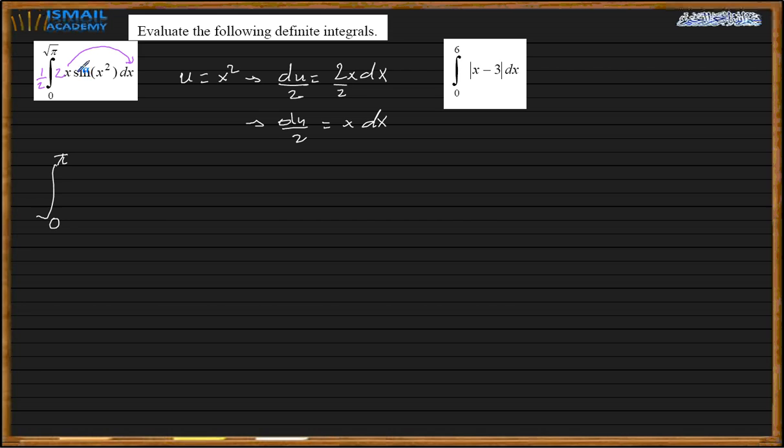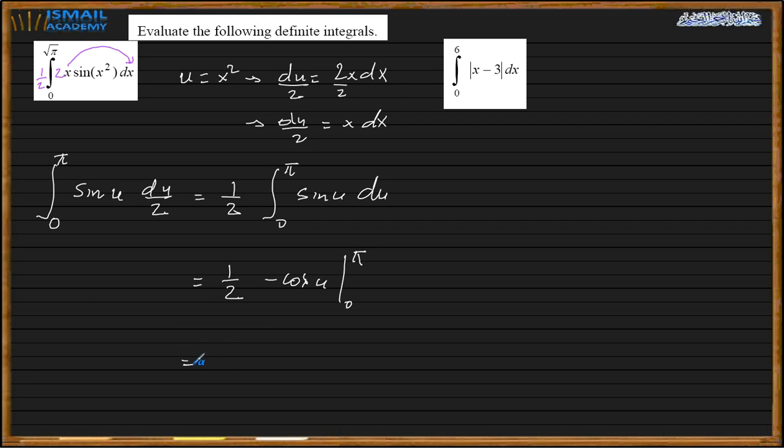Now I substitute, so sine of u, and dx will be du over 2. Now I put half outside, so it's going to be between 0 and pi, sine u du. The antiderivative of sine is negative cosine, so it's going to be half, negative cosine of u from 0 to pi.